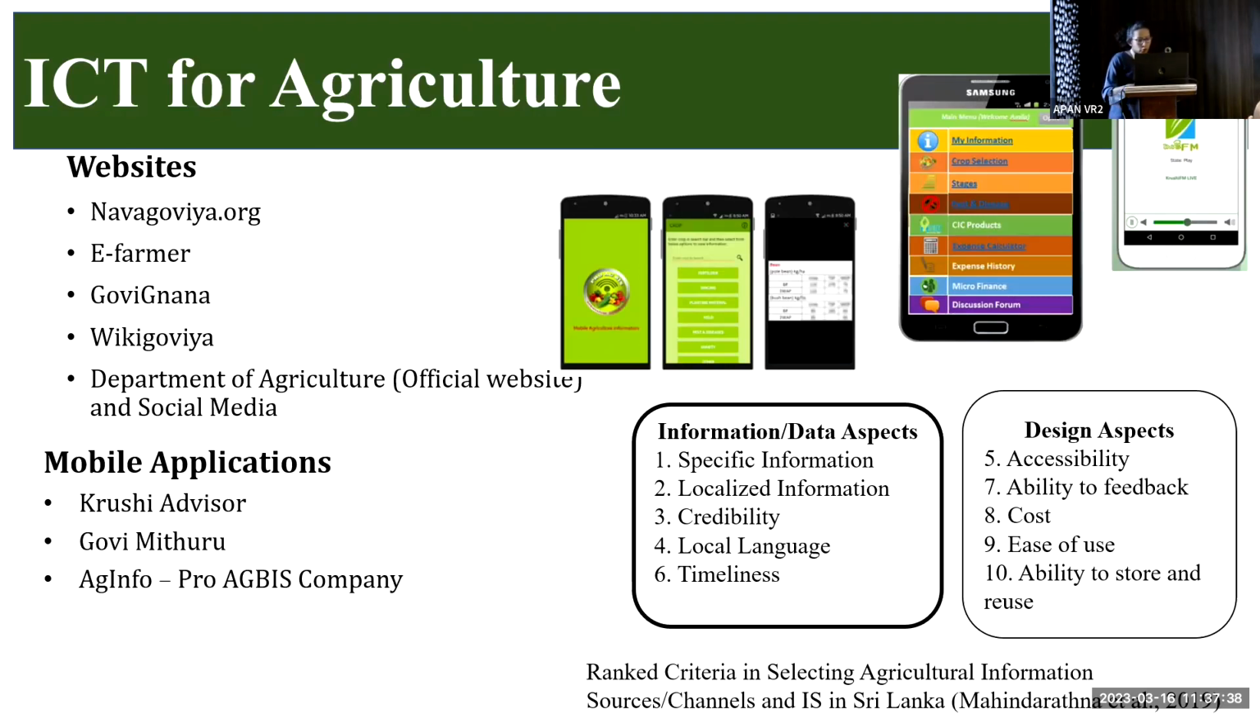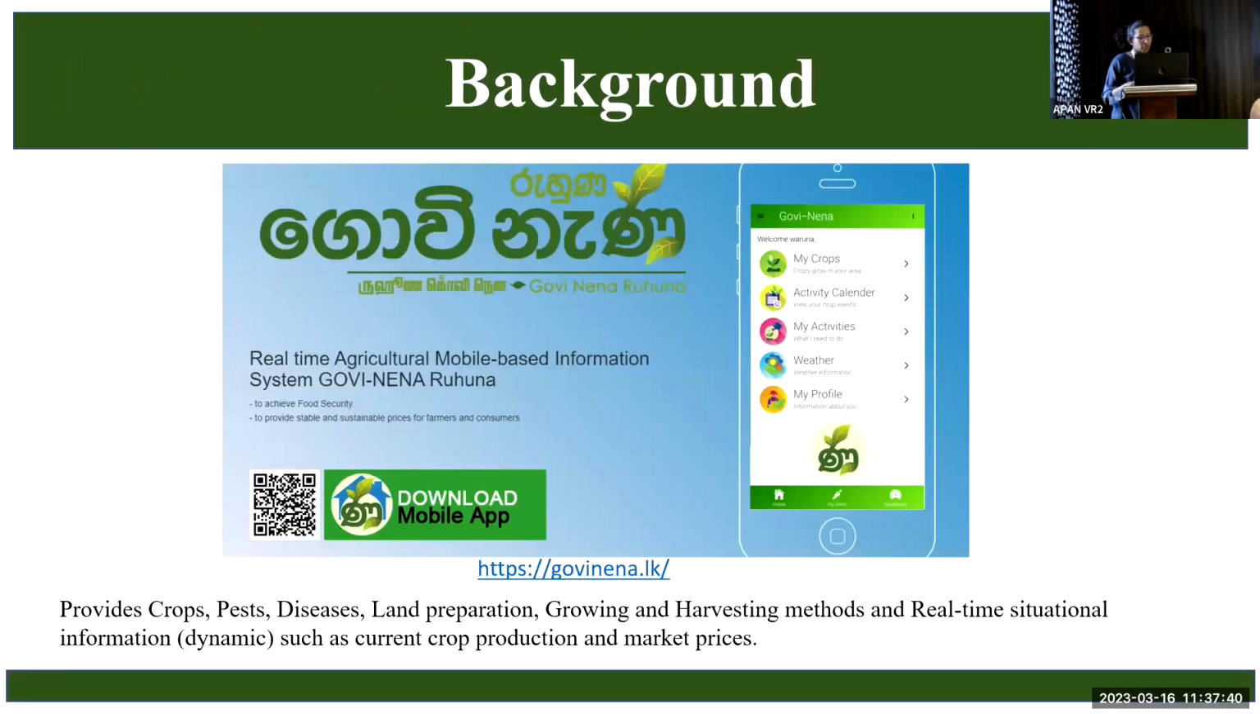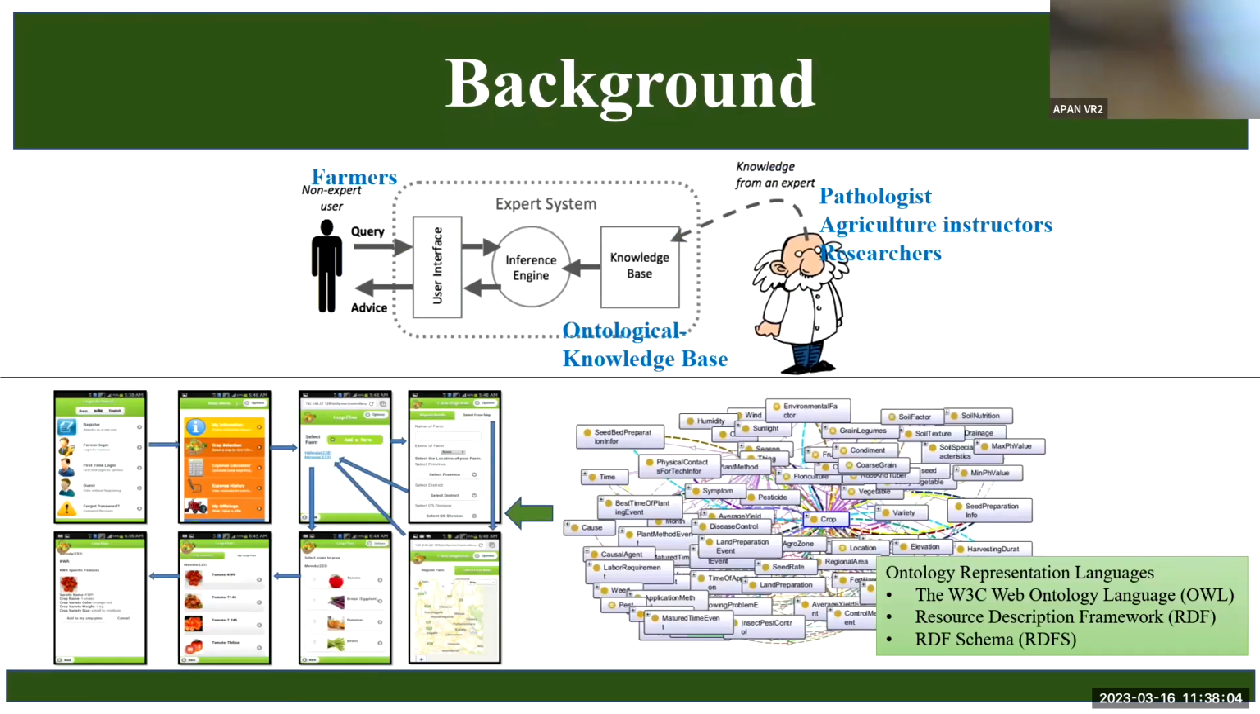So then we thought to develop an application named Govinana, which provides contextual information for farmers, information related to crops, pests, diseases, land preparation, growing and harvesting methods, and also real-time situational information such as current crop production and market prices. So, to provide contextual information for farmers, this application contains an ontological knowledge base.